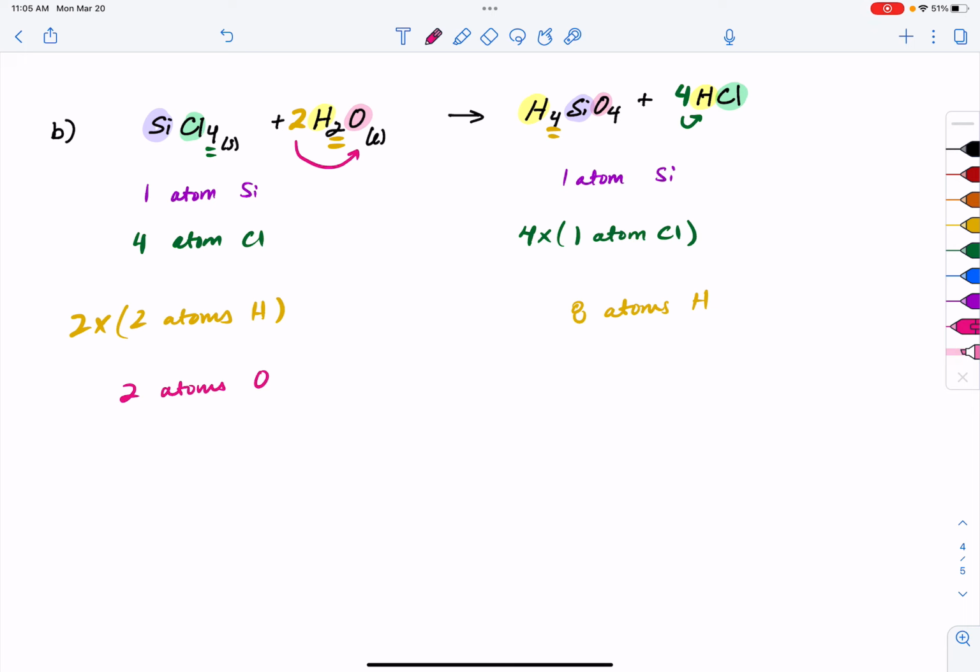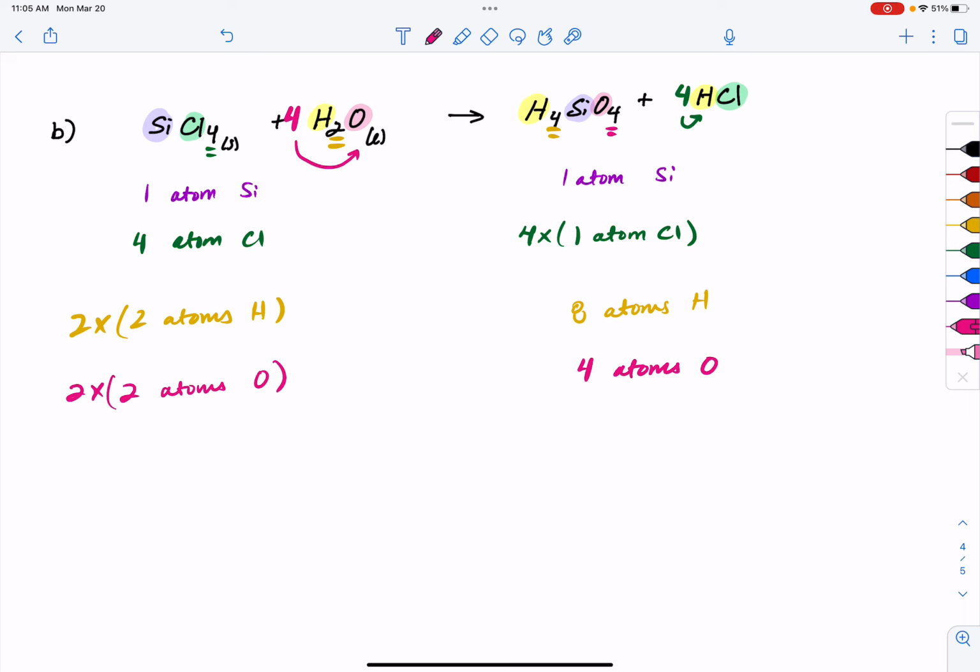This has 4 atoms of oxygen. So I need to now double my source of oxygen on my reactant side, meaning that I need to replace this with a 4. So I need to double the 2 water molecules and put a 4 out in front.